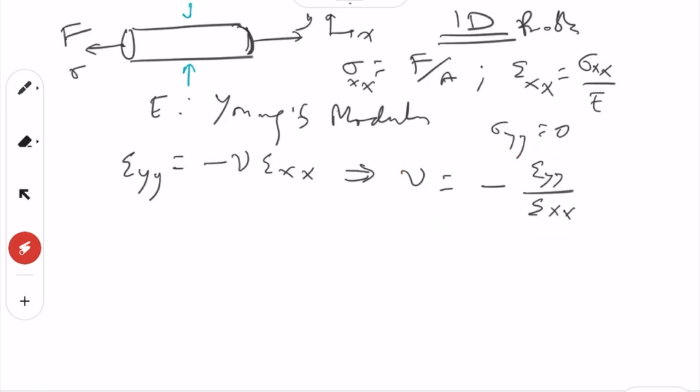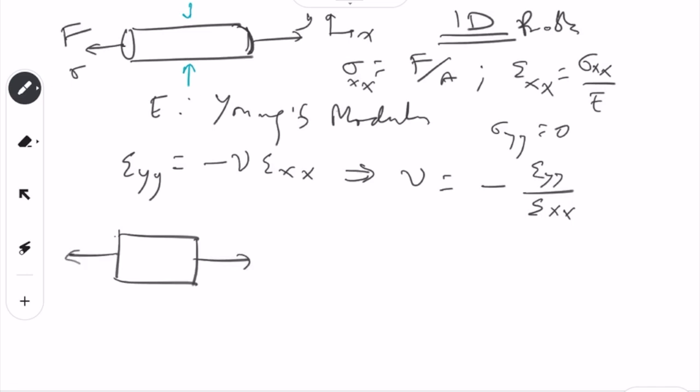Okay, so if you understand 1D, we can now extend it to the 2D problem. And how will we do that? We can relate basically. Think about applying a force, a stress, in this direction only. So we have sigma xx.